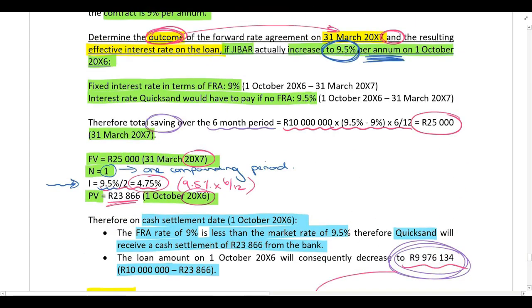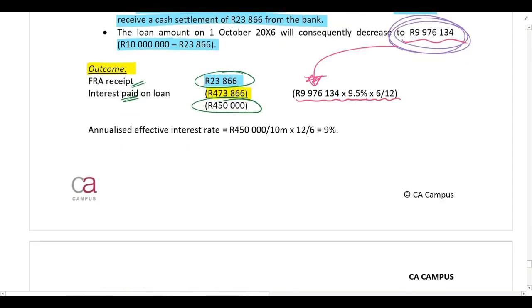which means we can now answer the second part of the required. Calculate the effective interest rate on the loan. Over the 6-month period, what is the interest rate that they are actually paying? If the net effect is they are only paying 450,000 Rand on a 10 million Rand loan, that means we have an effective interest rate of 9%.